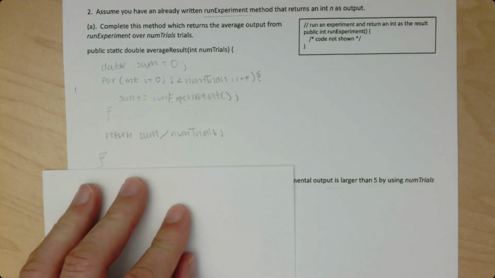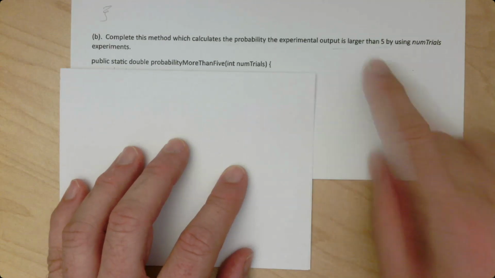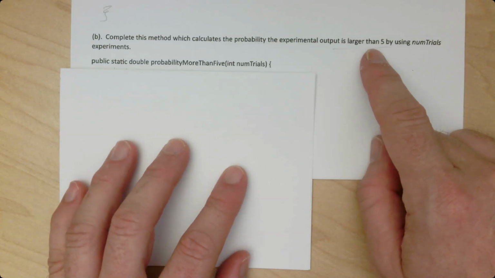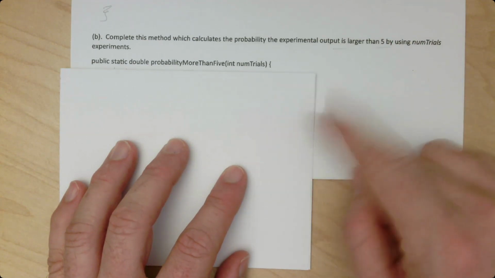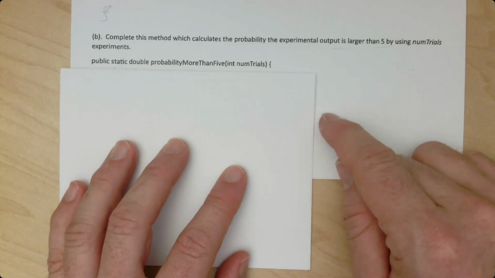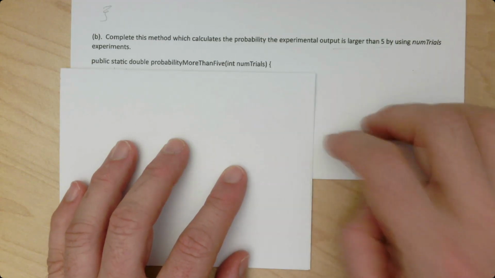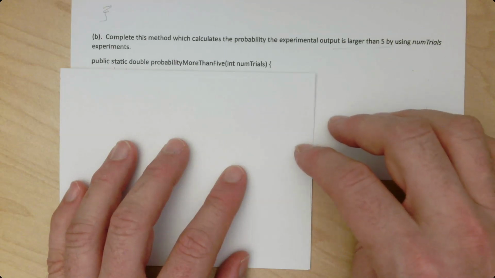Okay, let's do the last one. Here it's the same question, except instead of finding the average output from the runExperiment method, we want to calculate a probability that the output is larger than 5. And the way we're going to calculate that probability is very similar to how we did the average. Over and over and over again, we're going to run the experiment, and we're going to count how many times the output was larger than 5. And then we're going to divide that by the total number of experiments that we ran. It's that sort of conceptual idea for how you calculate an experimental probability.